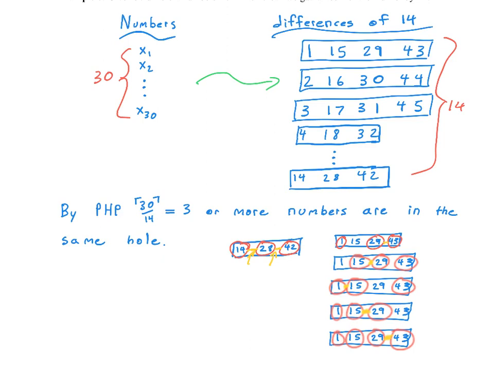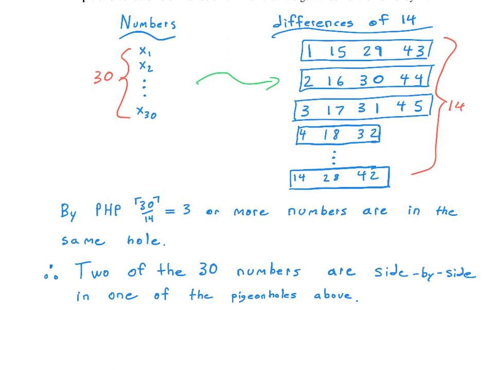Let's write down our conclusion in a nice paragraph. So we conclude that 2 of the numbers that we were originally given are indeed side by side in one of the pigeonholes above. So we can conclude that we indeed have a difference of 14. And that concludes our problem, successfully using the pigeonhole principle to find that scenario existing.